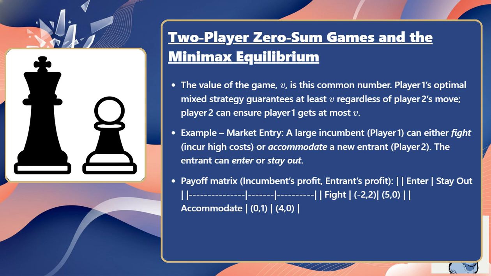Fight and enter gives -2, -2. Fight and stay out gives 5, 0. Accommodate and enter gives 0, 1. Accommodate and stay out gives 4, 0.